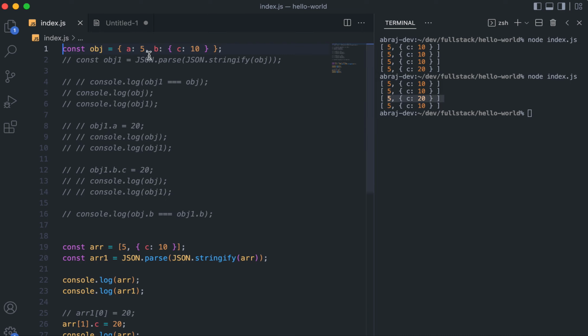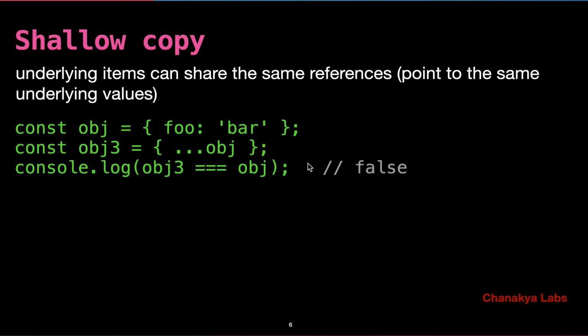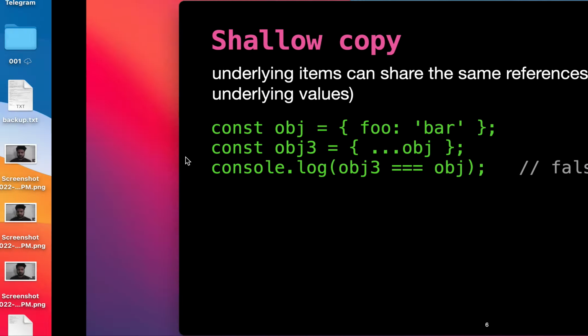When you are copying the first level things, what is the behavior? How will it be copied? First of all, we will see how to create a shallow copy, and then we will see the behavior, what is actually happening. So in order to do that, let's take an example of something like this. First of all, if you do something like the spread operator, right?